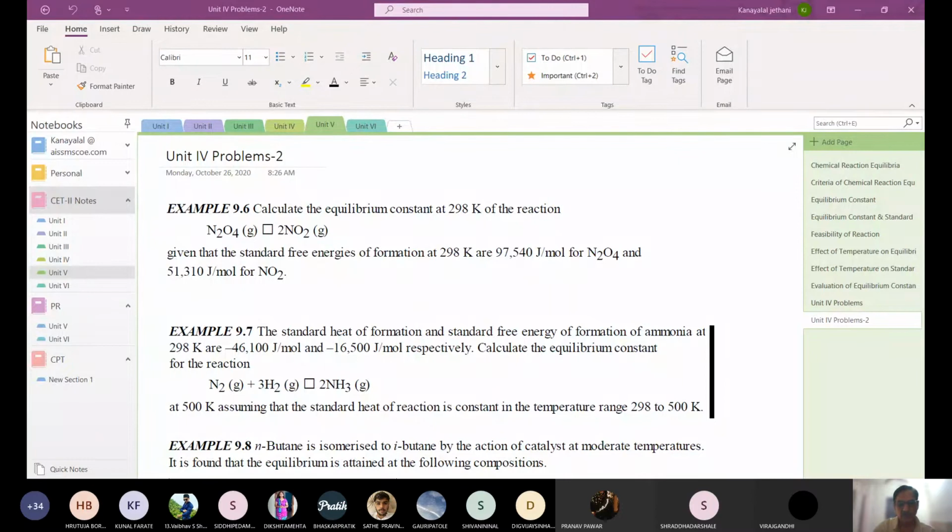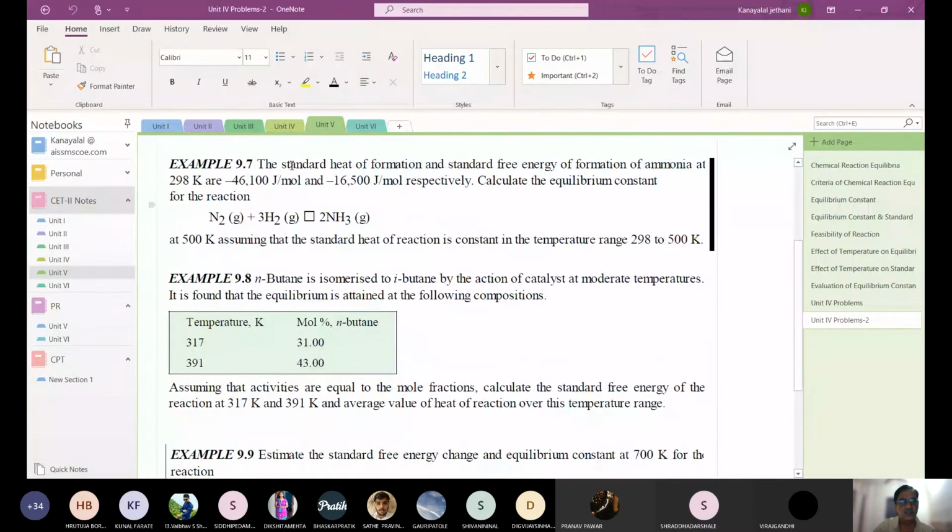Okay, so let's solve another problem. Next one. Example 9.7. The standard heat of formation and standard free energy of formation of ammonia at 298 Kelvin are minus 46,100 joules per mole and minus 16,500 joules per mole respectively. Calculate the equilibrium constant for the reaction N2 plus 3H2 gives 2 times ammonia at 500 Kelvin. Assuming that standard heat of reaction is constant in the temperature range of 298 to 500 Kelvin, right?